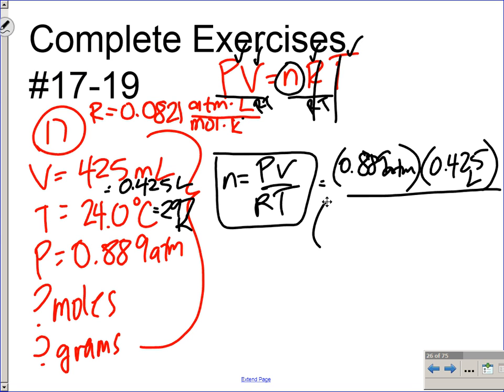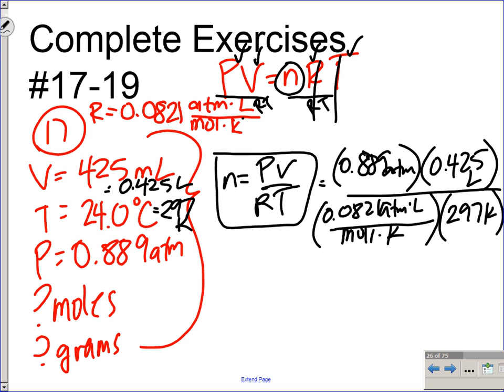R. Noise and temperature. 297. Woo! Okay, what cancels? Liters. Okay, I see liters top and bottom. Atmosphere, atmosphere. Kelvin and Kelvin. Leaving me with moles on the bottom of the denominator.